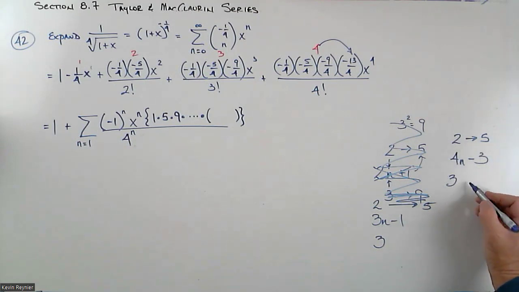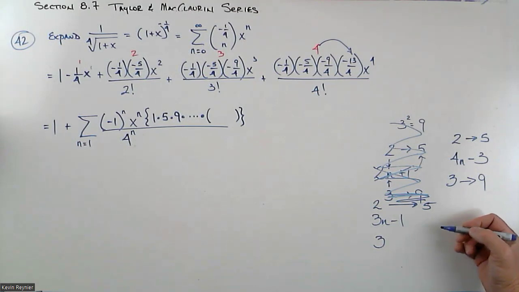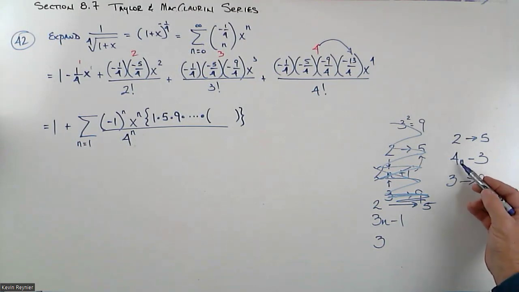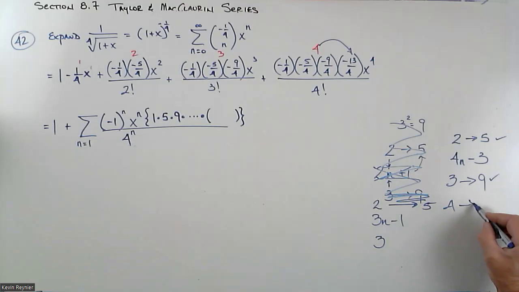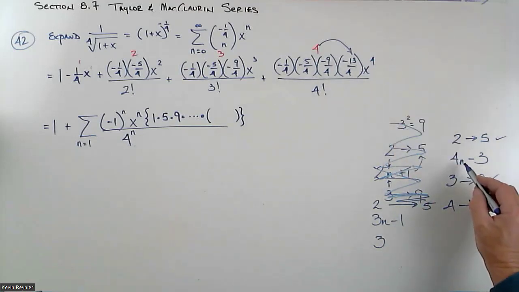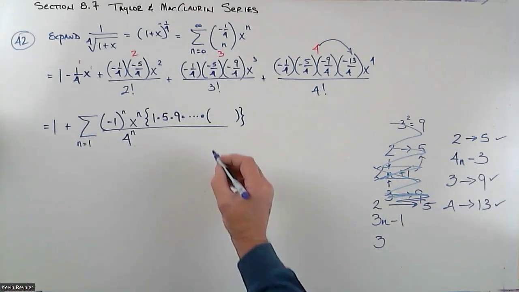What about 3? Now 3's got to get me to 9. 3 times 4 is 12 minus 3. Ooh, wait, hold on. 3 times 4 is 12 minus 3. That gets me to 9. So it works there and it works there. But 4 has to get me to 13. 4 times 4 is 16 minus 3. Okay, that's what it is. It's 4n minus 3.